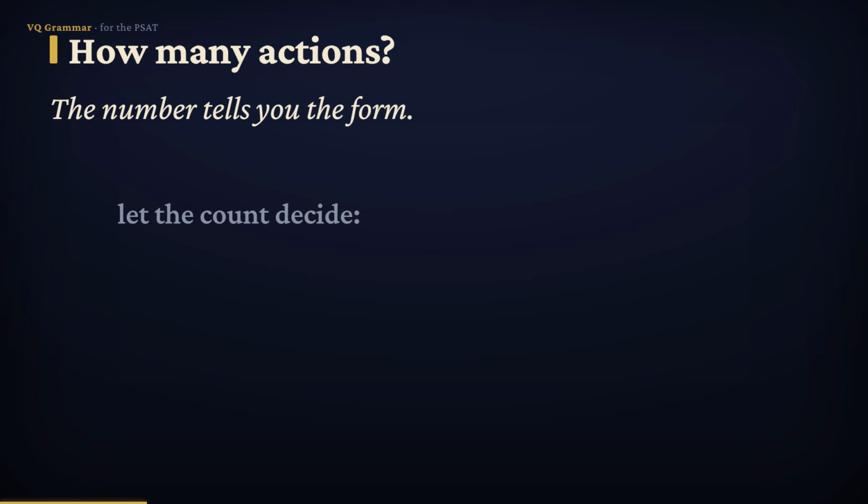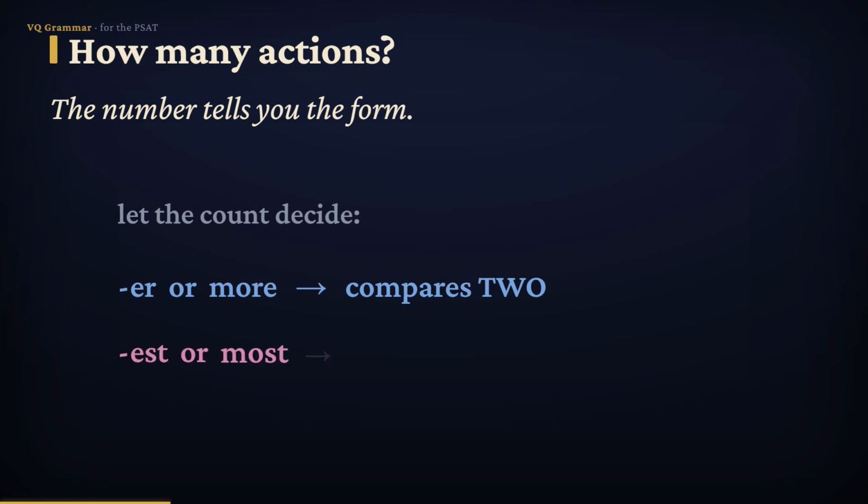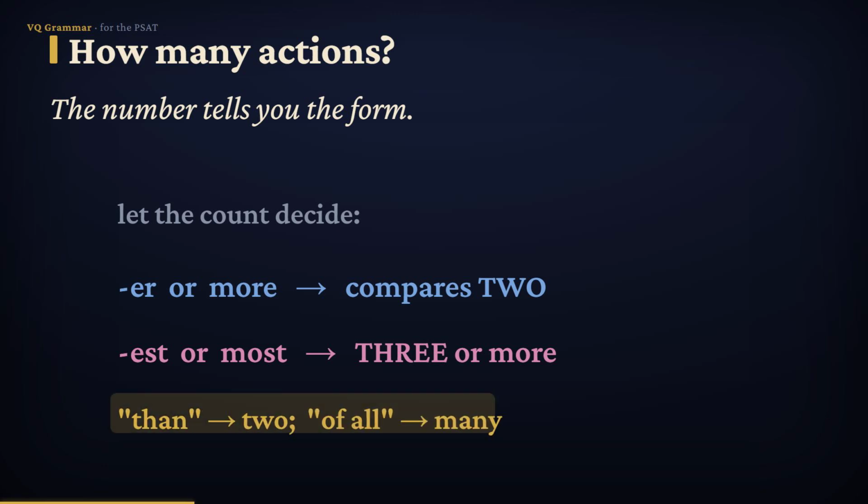If you're comparing 2 actions, you use er or the word more. Drew runs faster than Sam. If you're comparing 3 or more, you use est or the word most. Of the whole team, Drew runs fastest. A quick clue. The little word than usually signals 2, so a comparative. The phrase of all signals a whole group, so a superlative.